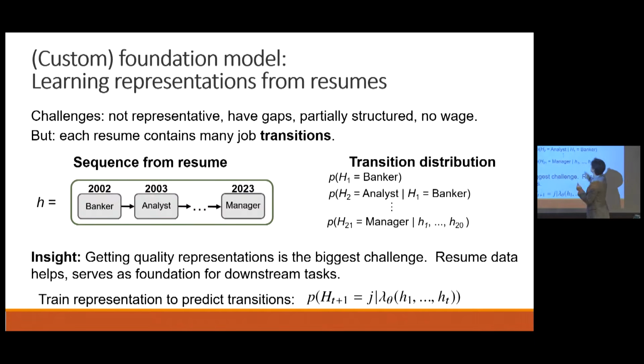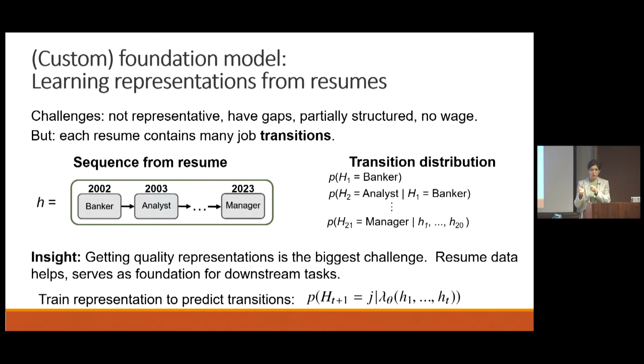So, transition distribution. The transition distribution would be what a transformer model is. It's just next word prediction. It's autoregressive. Essentially what I'm going to do is try to fit these conditional probabilities. Getting quality representations is the biggest challenge, and the resume data is going to help. Of course, the loss function for training the transformer is going to say that two embeddings, so lambda sub theta is the embedding function mapping from histories to a latent vector. And what the loss function is going to say is that two job histories are similar if and only if they have the same conditional probability predictions.